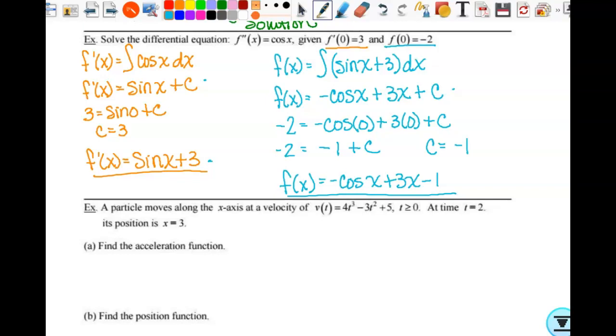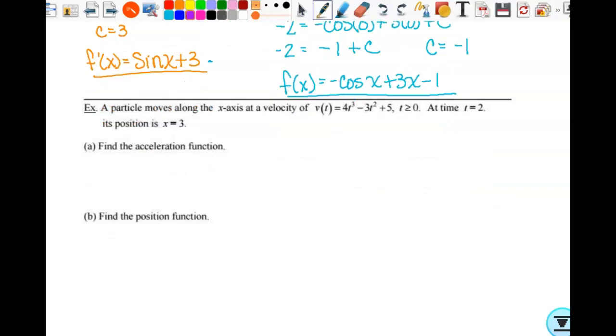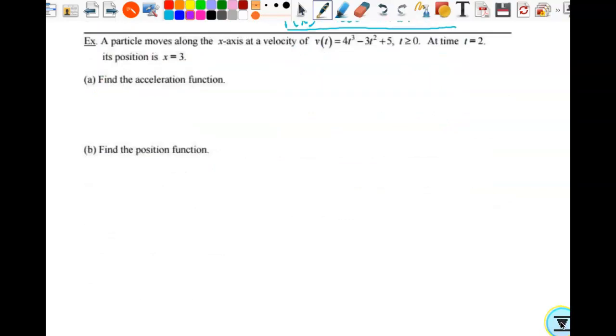Okay. So now let's look at this. The particle moves along the x-axis at a velocity. The velocity v of t, at any time t equals 2, its position is x equals 3. Okay, so p, v, a, right? It's a little a. P, v, a.